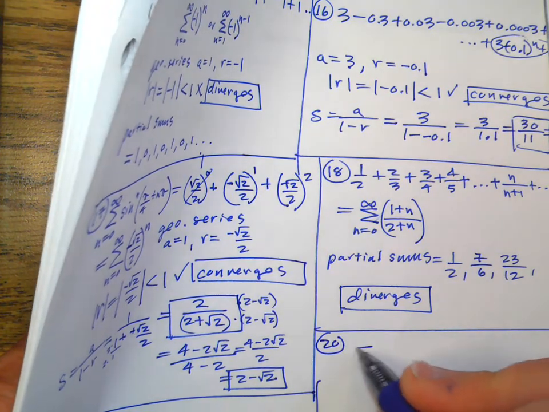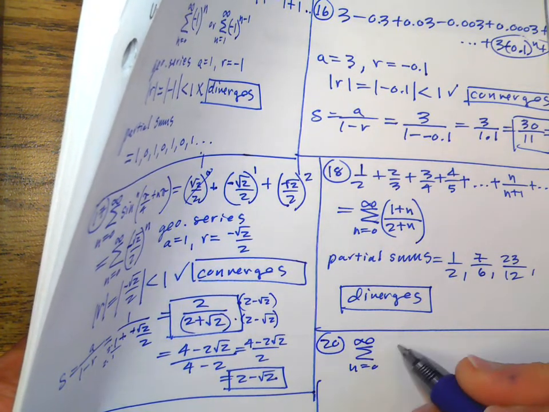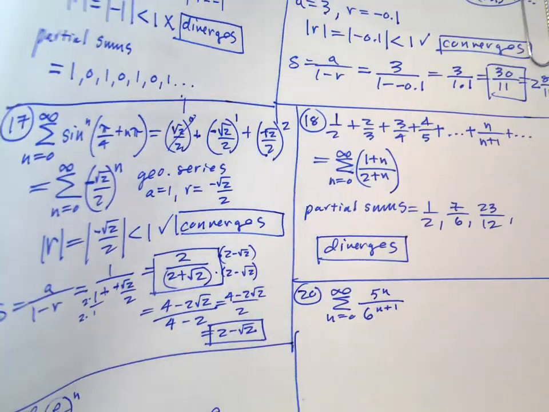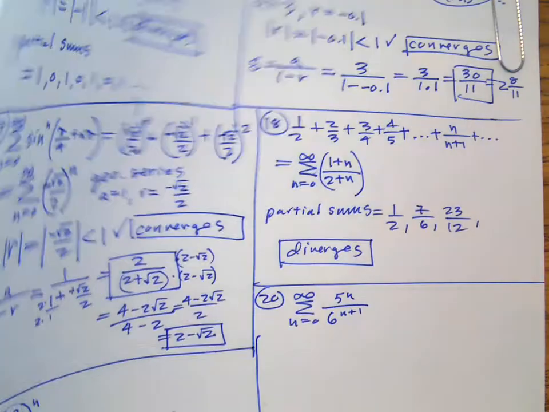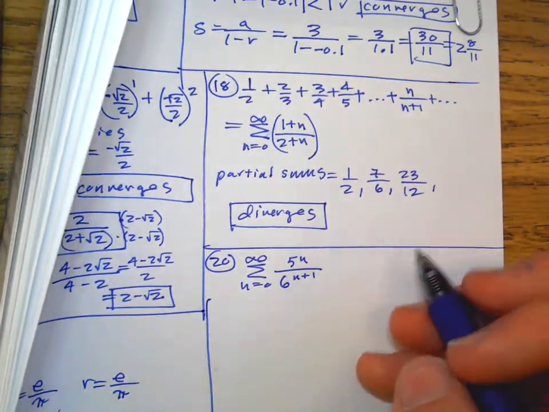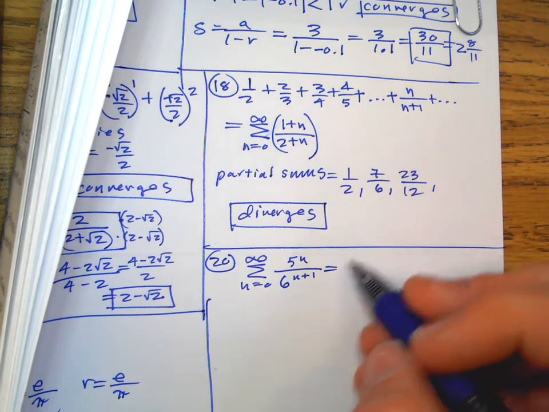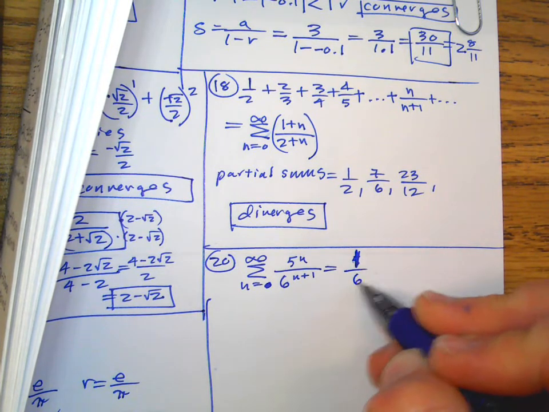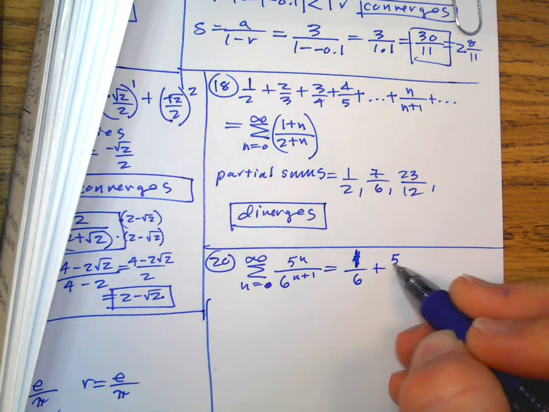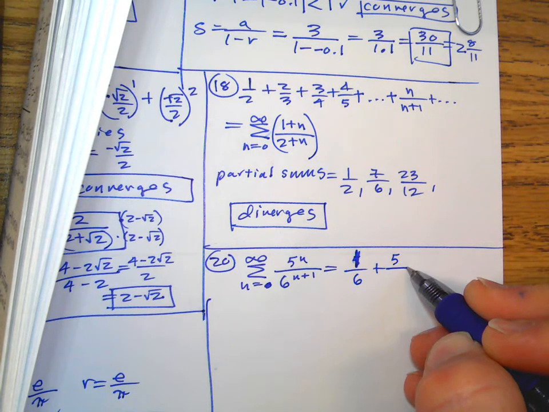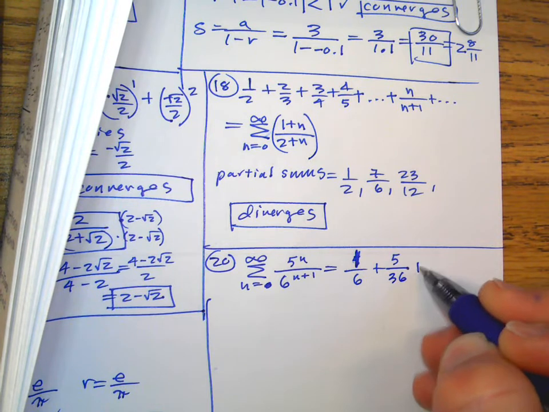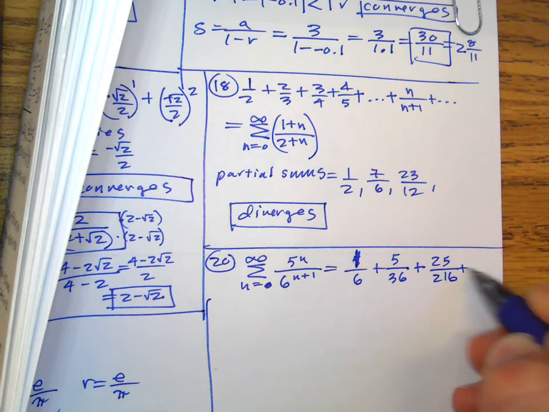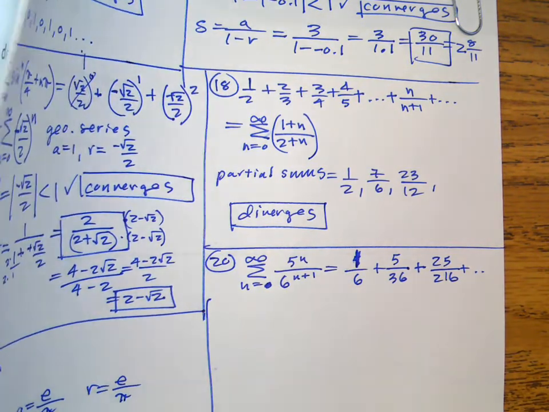Last one, 20. They're giving it in closed form. Now, I don't think that looks like a geometric series. If you start writing terms out, it might shed some light on it. If you plug 0 in, you get 1 over 6, right? Then you plug 1 in and you get 5 over 36. And then you plug 2 in and you get 25 over 216. Now, if you look at this, this is a geometric series.